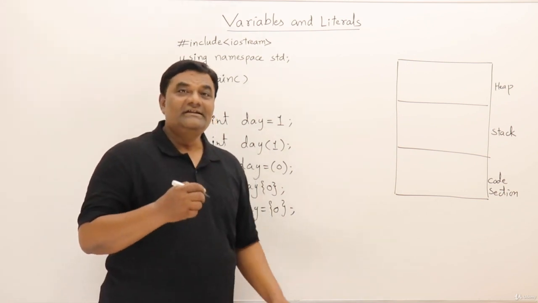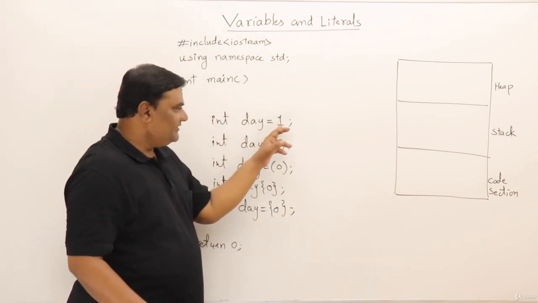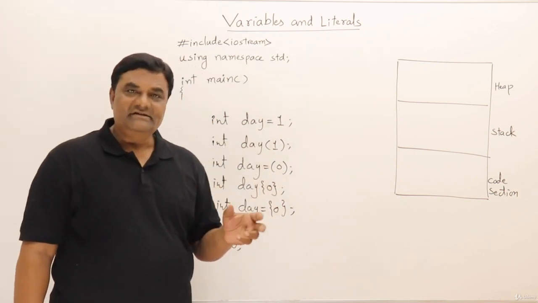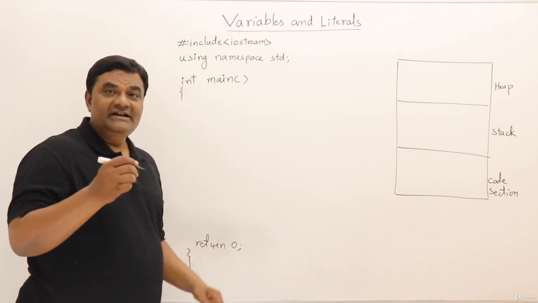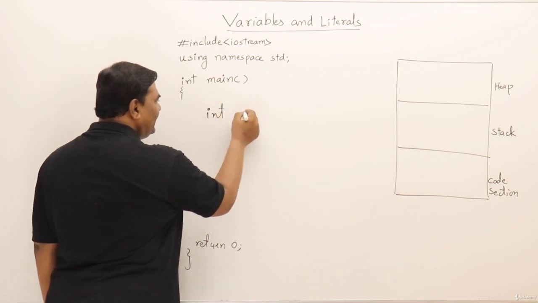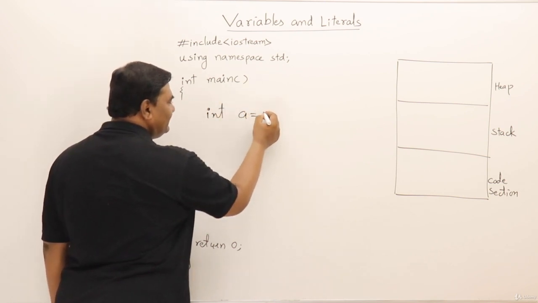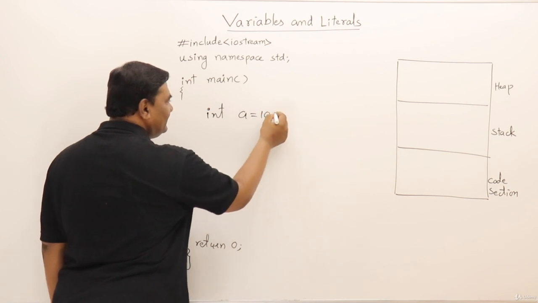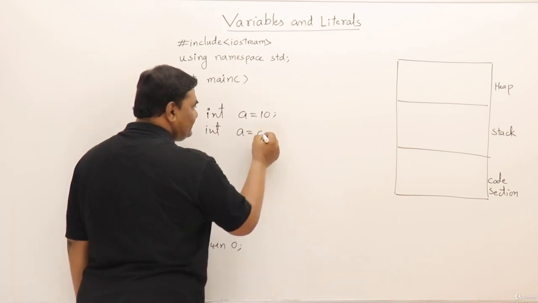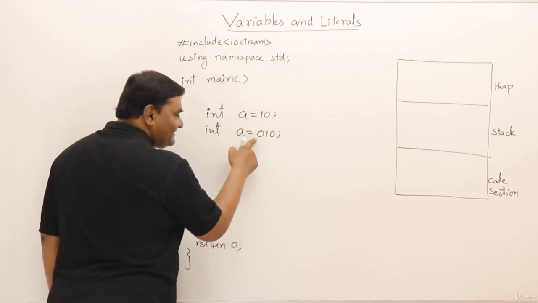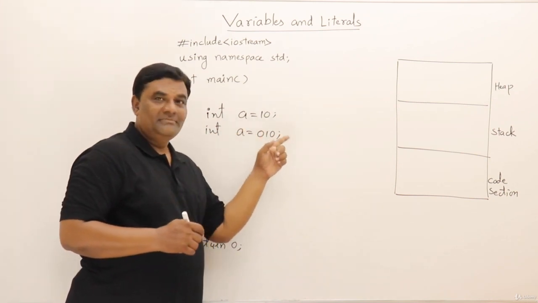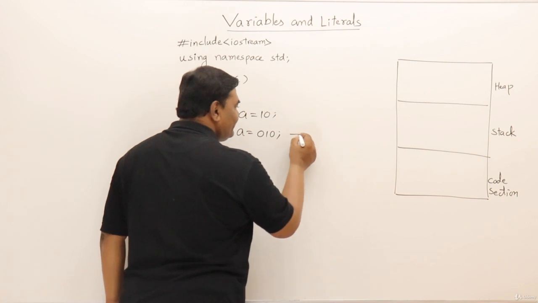Now, next is literals. Means I am assigning some value here. So what are the types of values that we can assign? Let's see literals. First, I will show you integer literal. Suppose I am taking an integer type of value, then I can assign number 10. This is a decimal number system. Or I can assign 010. It is prefixed with 0, which means it is octal number system. In decimal, this will be 8.